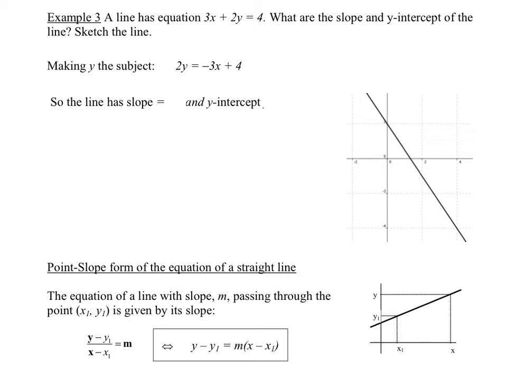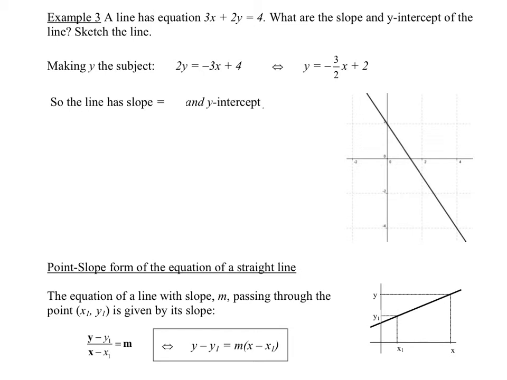So we have 2y equal to negative 3x plus 4. Once we've done that, we can divide both sides by 2 and we get this. Y equals negative 3/2 x plus 2. Now if you look at that, the negative 3/2 is the slope and the 2 is where it goes through the y-axis.